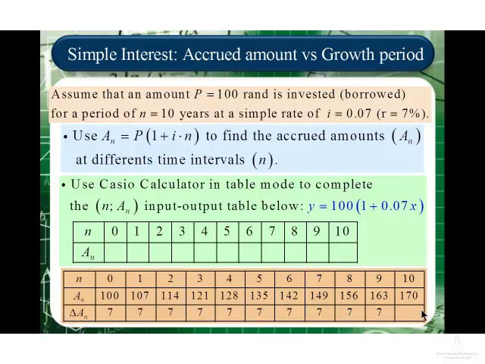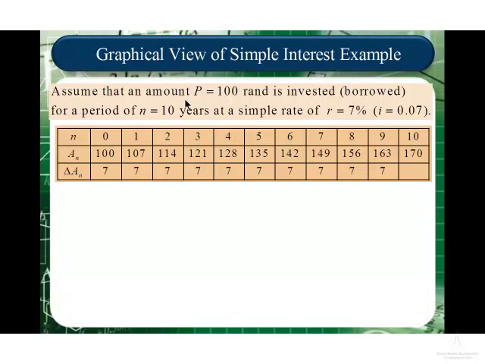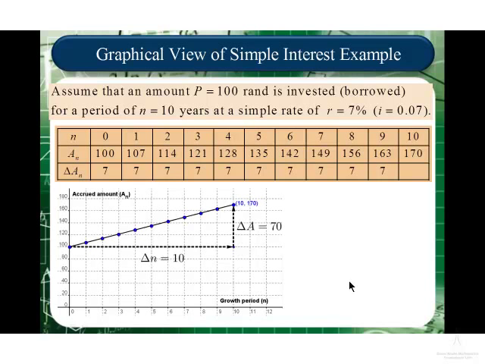Let us now have a look at the graphical view of the simple interest example we have just considered. Here we have the input-output table for the interest periods from 0 to 10, and we saw that over each of the 10 interest periods over the 10 years, 7 Rand was added as a result of the simple interest that was earned over each period. Here we have a graphical representation of the situation.